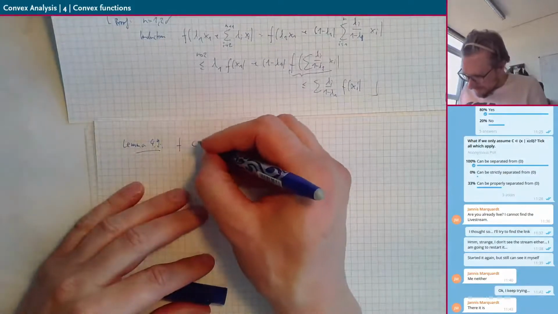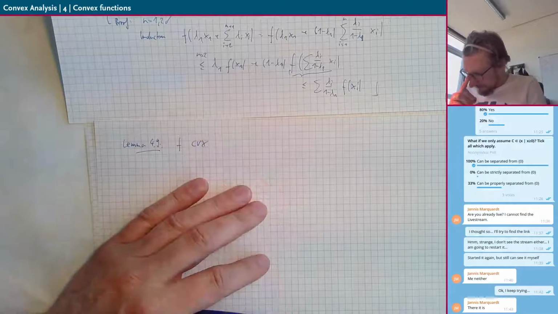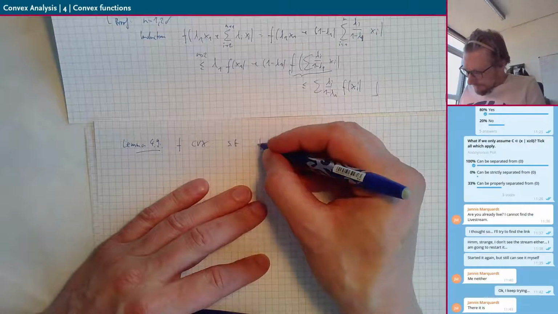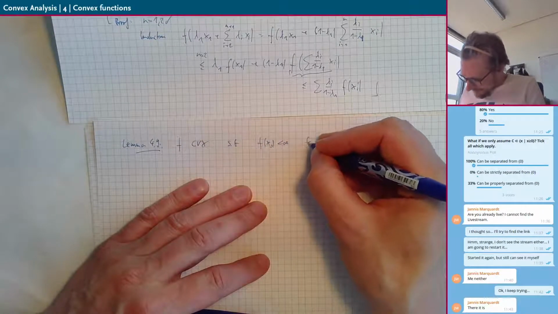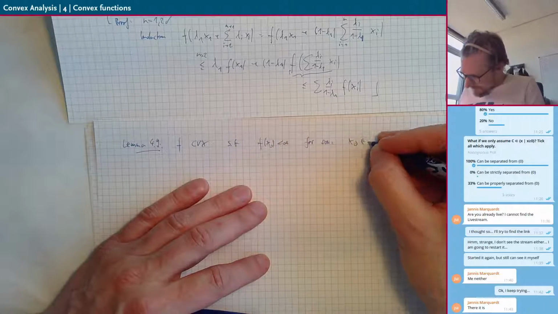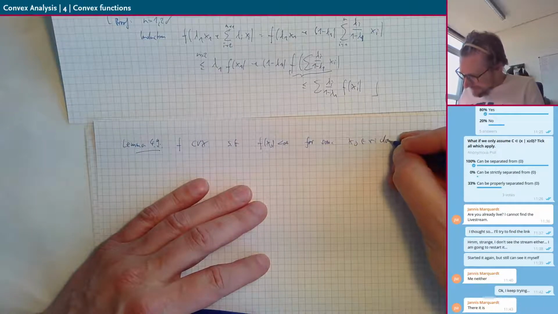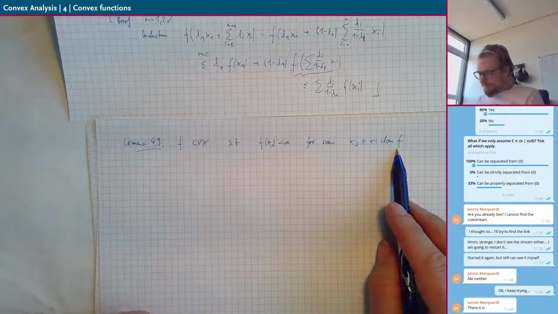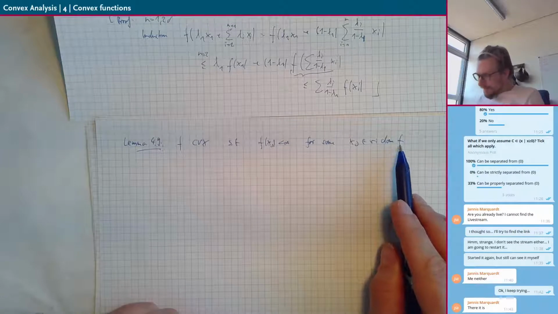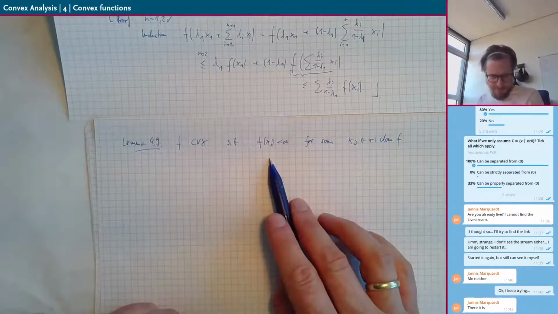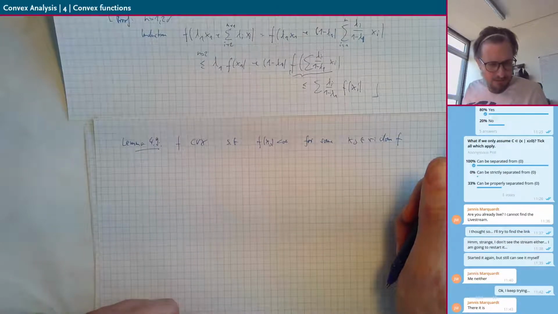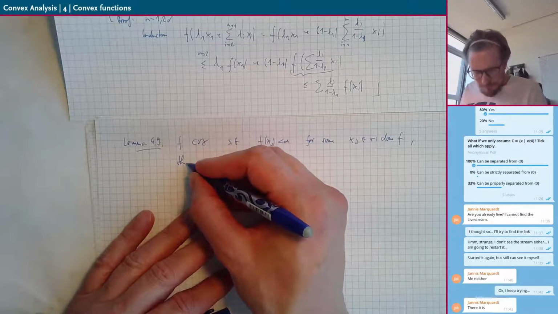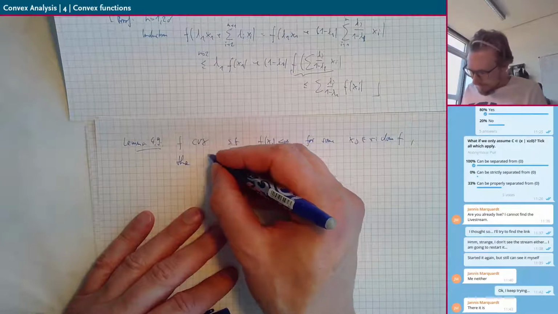So if f is convex such that f of x0 is finite at some x0 which is in the relative interior of the domain of f. So it's not only that f is finite at some point, but the relative interior contains a point where it's finite. Then f is proper.